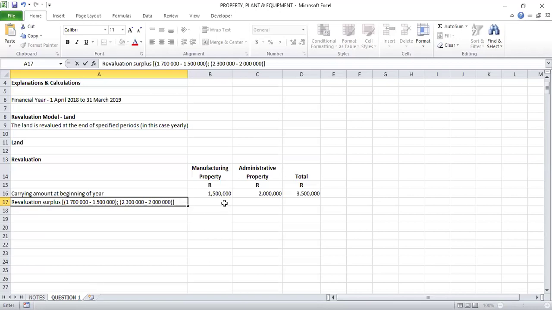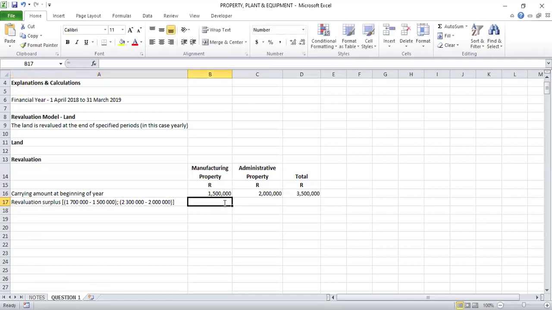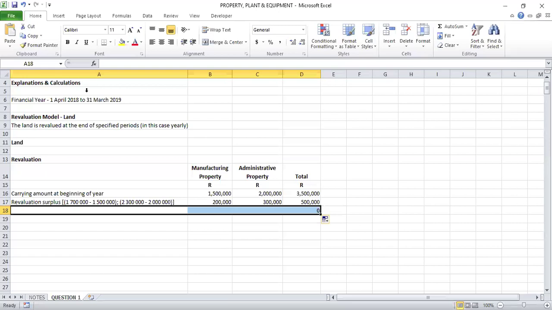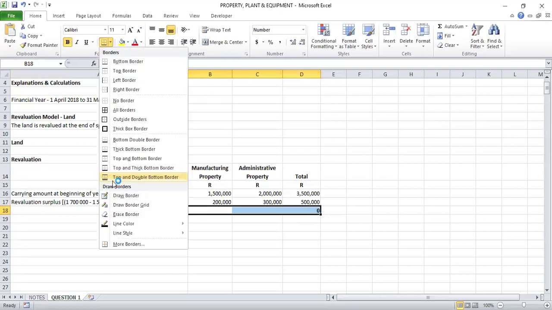Right. So to find out the manufacturing property, it was 200,000. The administrative property, it was 300,000. Then the total was 500,000. Right. Then we get our carrying amount at end of year.